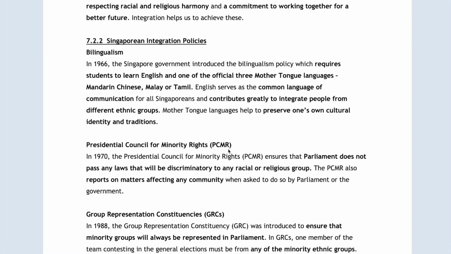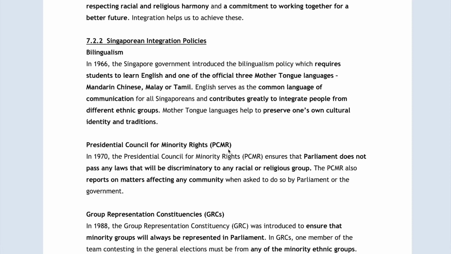So what are some policies? First, bilingualism. Probably if you're listening to this, you're a Singapore student, so you will realize that you will need to learn English plus one of your mother tongue languages, be it Mandarin Chinese, Malay, or Tamil. So this is part of what we call the bilingualism policy, which was introduced in 1966.